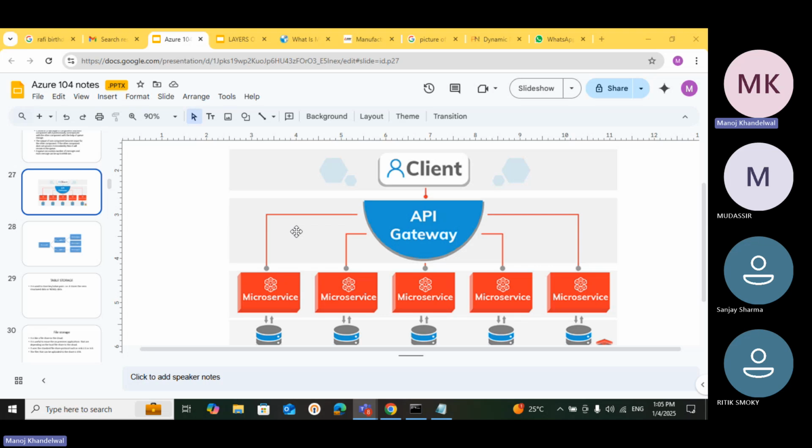What is a queue? A queue is first in, first out. That means the person who is going first will get the first service, and he's out from the queue first. That particular storage works like that.